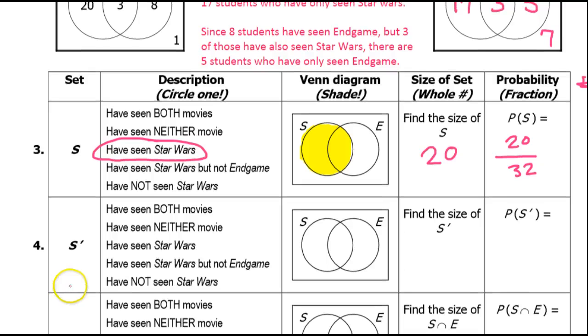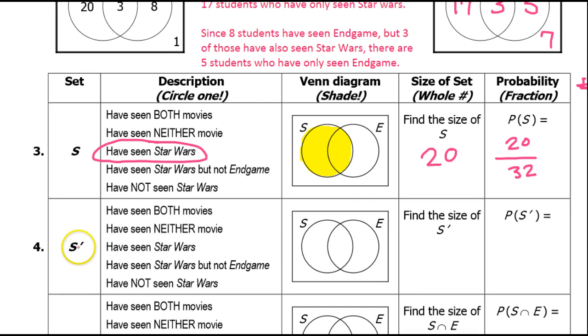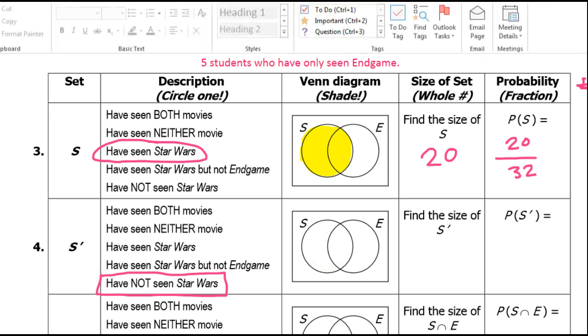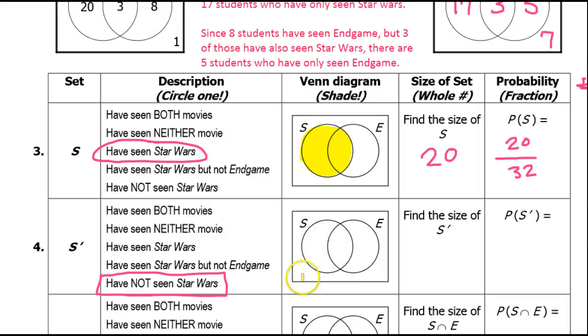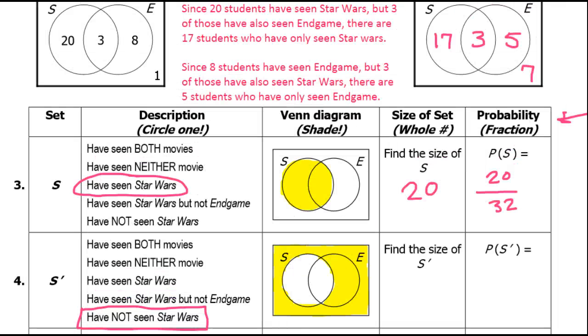All right, moving on to number 4. This little mark means not S. All right, it's the complement of S, but that means everything that is not S. Now, not S means these are students who have not seen Star Wars. So in the Venn diagram, I would have to shade in everything outside of the S circle. Okay, because these are students who have not seen Star Wars. All right, so that's what the shading should look like.